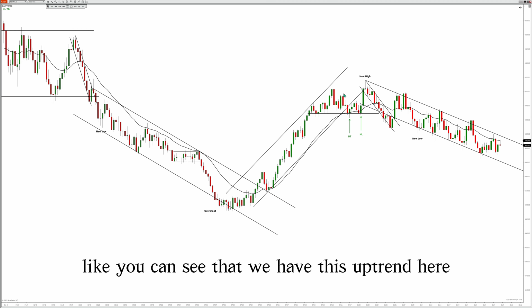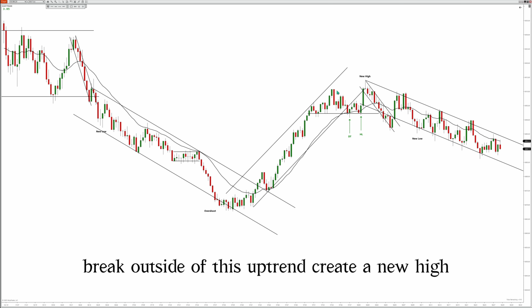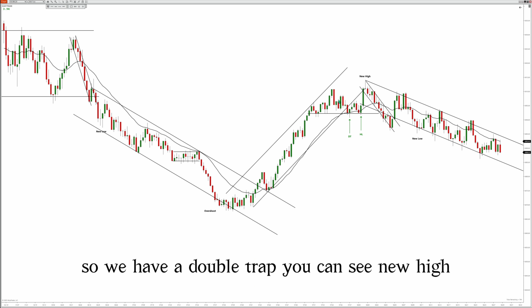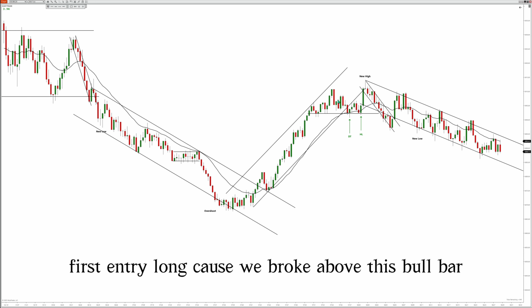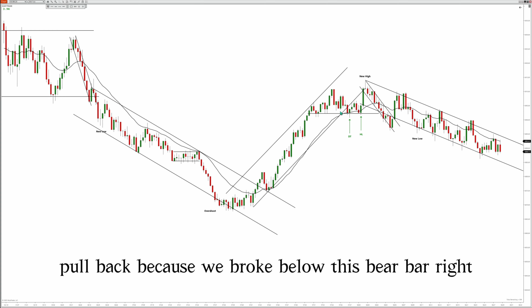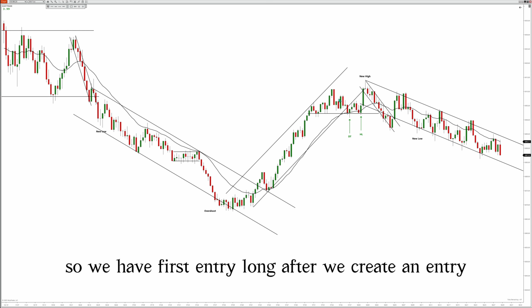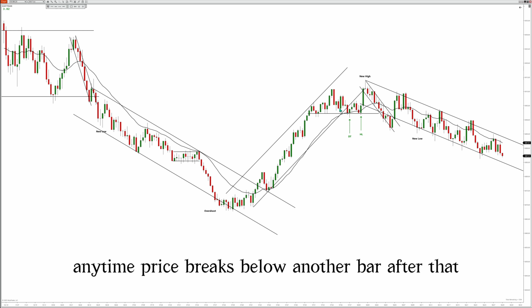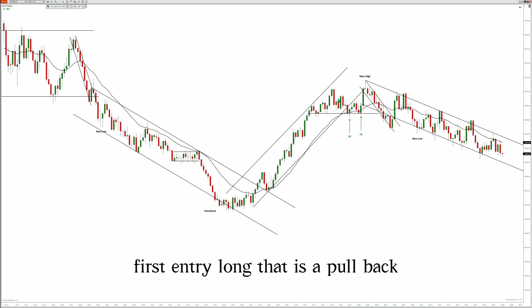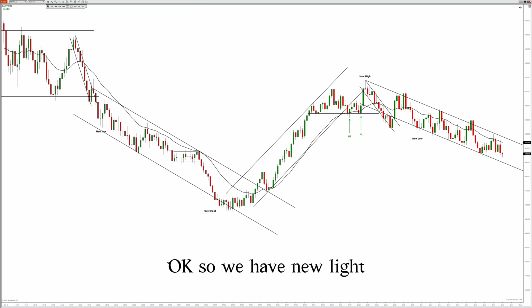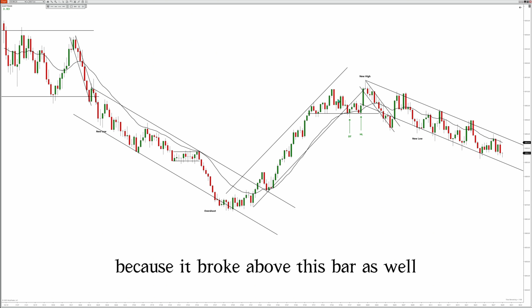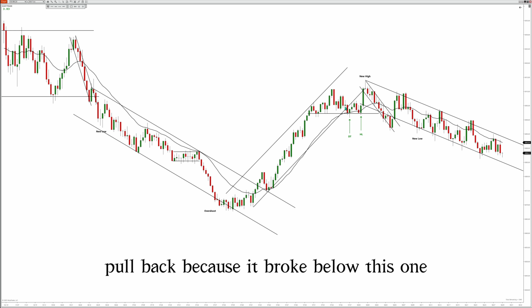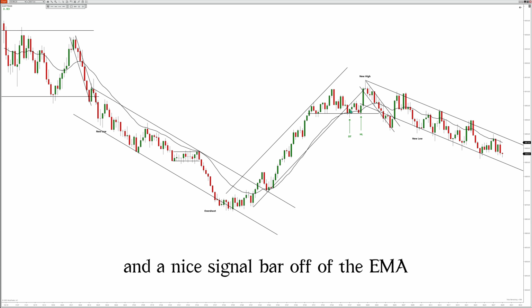Like you can see that we have this uptrend here, break outside of this uptrend, create a new high. So we have a double trap. You can see new high, first entry long, because we broke above this bull bar, pullback, because we broke below this bear bar, right? So we have first entry long. After we create a first entry long, anytime price breaks below another bar after that first entry long, that is a pullback. Okay, so we have new high, first entry long, pullback, second entry long because it broke above this bar as well, pullback because it broke below this one, and a nice signal bar off of the EMA.